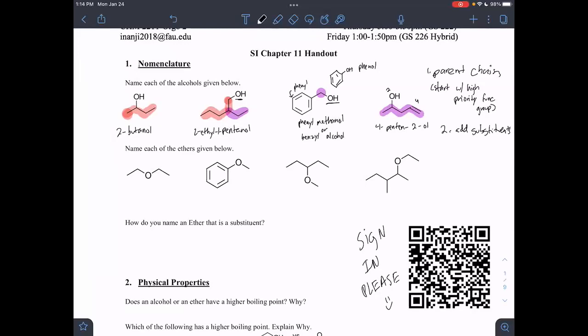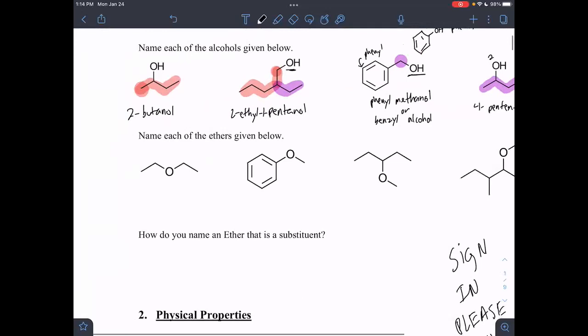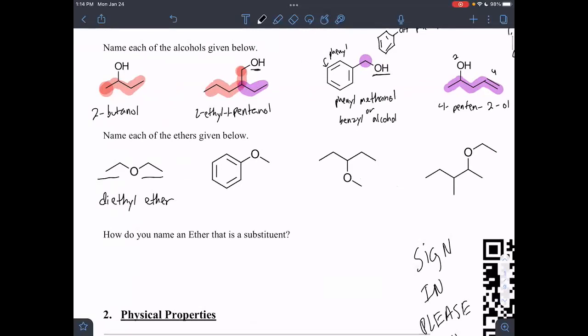But anyways, you remember, wait, did he go over naming ethers at all? So how'd you name the first one? Diethyl ether. So basically you take the substituent on either side and then just put each one in alphabetical order and then ether. So here we have two ethyls, so it's just diethyl. What about the next one? We have a phenyl and a methyl, right? So what order is that going to go in? Yep.